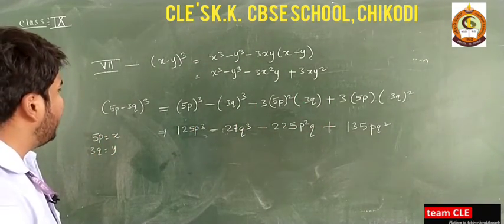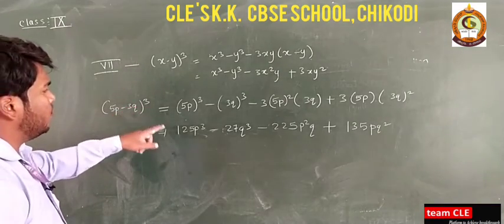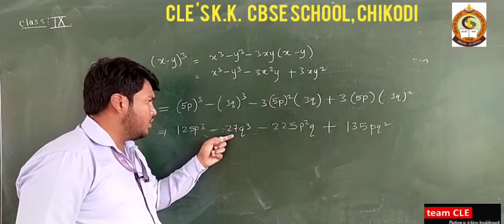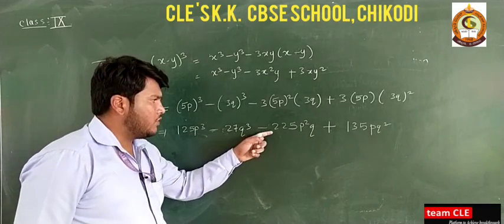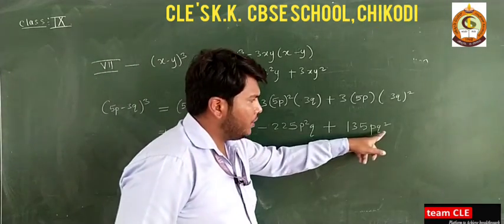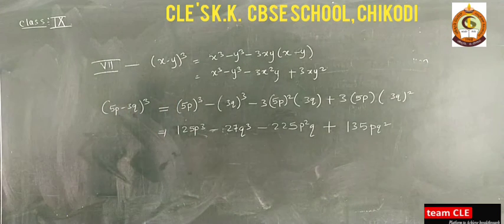So this answer, if you expand, that is 5p minus 3q whole cube, you are getting this as 125 p cube minus 27 q cube minus 225 p square into q plus 135 p into q square. Okay dear students, so please note down this concept and this example and we'll see some of the more problems.